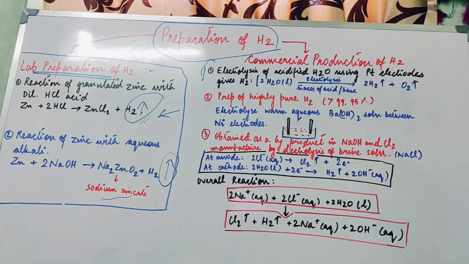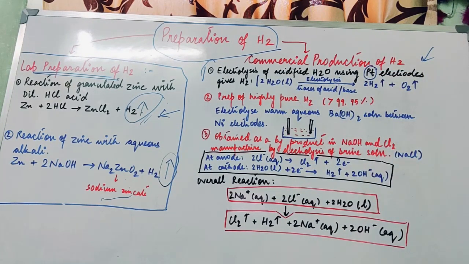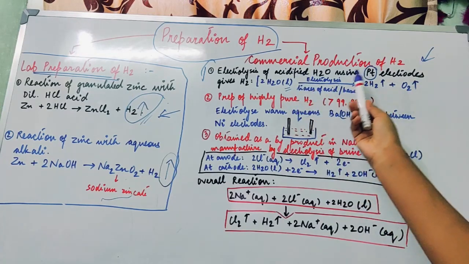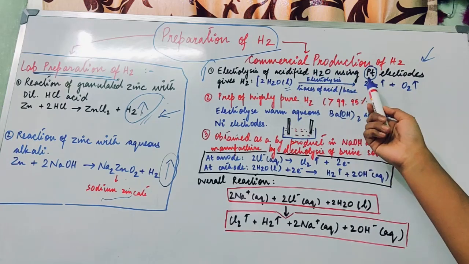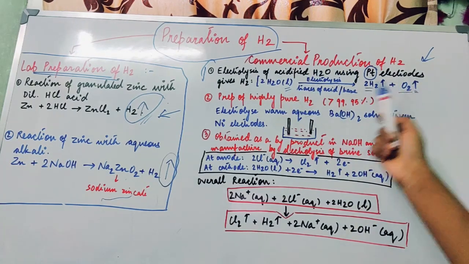Now we come to the commercial production of hydrogen. The first method is electrolysis of acidified water using platinum electrodes. Pt means platinum. Platinum electrodes give H2, which is dihydrogen. 2H2O in the form of liquid, in the process of electrolysis with traces of acid or base, gives 2H2 in the form of gas plus oxygen in the form of gas.